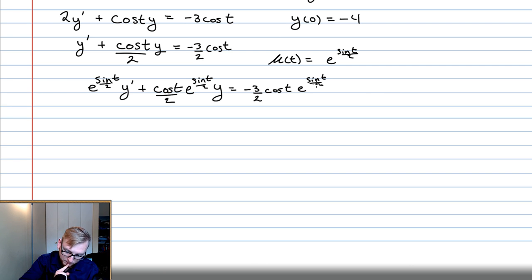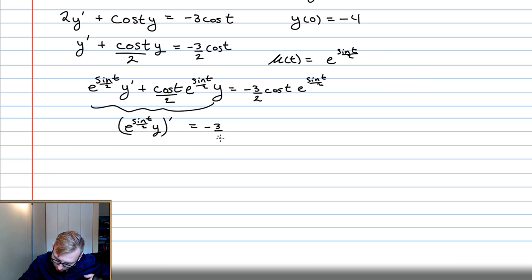What does that give us? Well, this looks again like the derivative of e to the sine t over 2 times y. Then this is still the same, 3 over 2 cos t e to the sine t over 2. Now I'm going to integrate both sides with respect to t, of course.